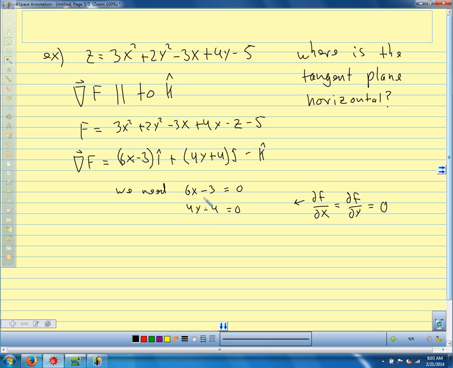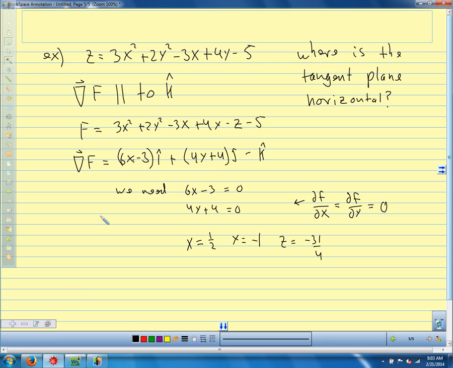Well, this is a nice problem because we don't have to solve simultaneous equations. It comes out easily. We get x equals 1/2 and y equals -1. And when I plug x and y back in to get our z coordinate, I get z equals -31 fourths. So if we completed the square here and found the vertex of our paraboloid, it should be at 1/2, -1, and -31 fourths. So we found where our normal vector was parallel to the k-hat vector. That should give us where our tangent plane is horizontal.